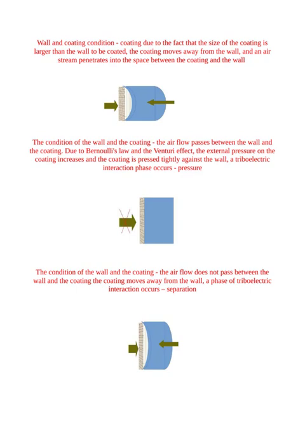Wall and coating condition. Because the size of the coating is larger than the wall to be coated, the coating moves away from the wall, and an air stream penetrates into the space between the coating and the wall. The condition of the wall and the coating.